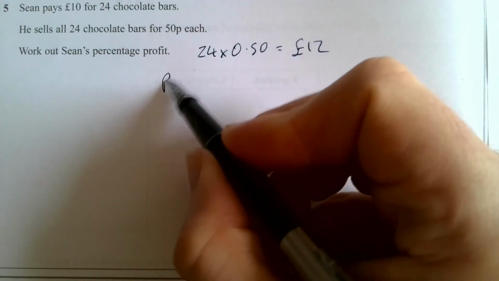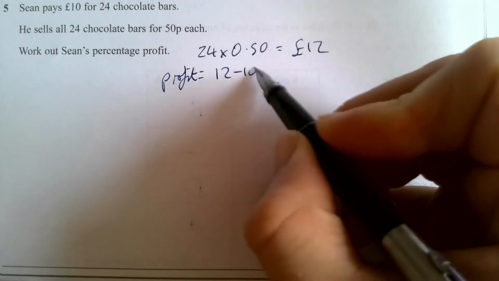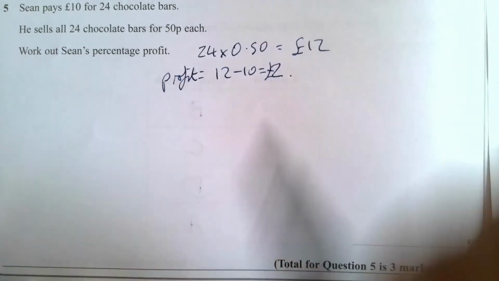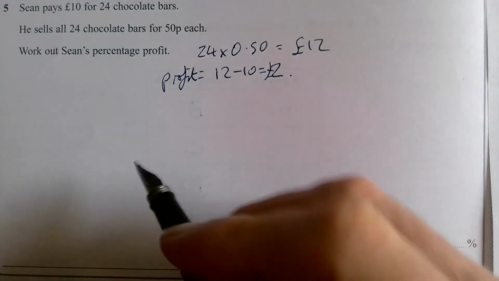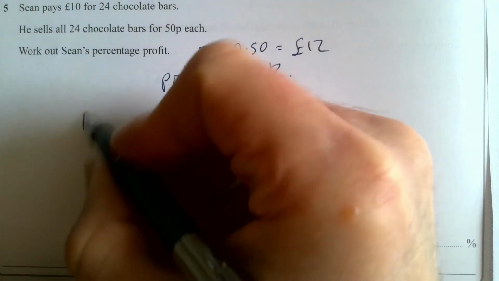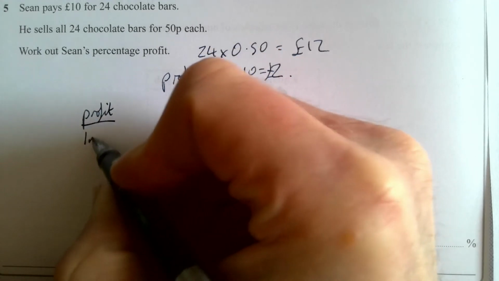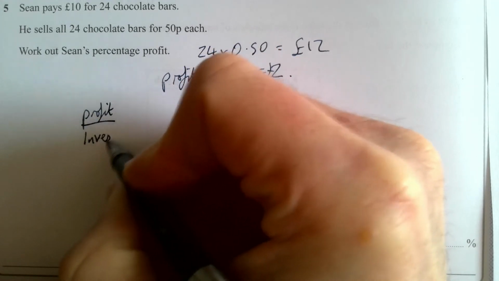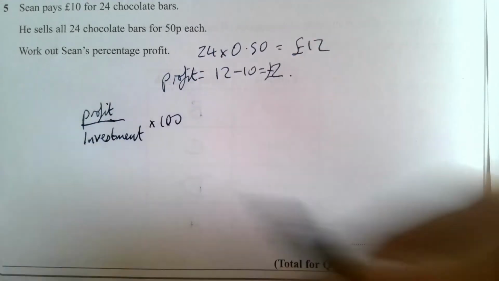So the profit is going to equal 12 take 10 is £2. So we want to know what percentage that is of the amount he risked in the first place. So it's profit over the investment times 100, if you wanted a formula for it.